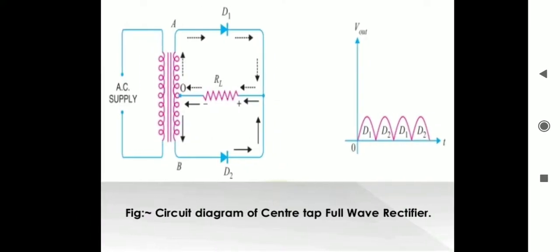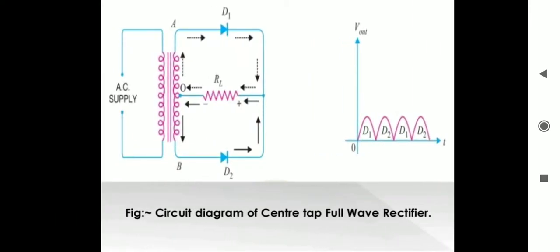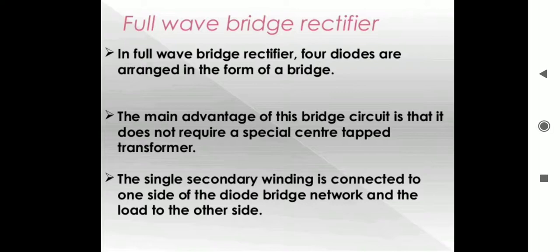During the negative half cycle, diode D2 is applied with the positive voltage. D2 starts conducting as it is in forward bias, and diode D1 is in reverse bias and does not conduct. Thus current flows through diode D2, and the negative cycle is also rectified. It appears at the load resistor RL.